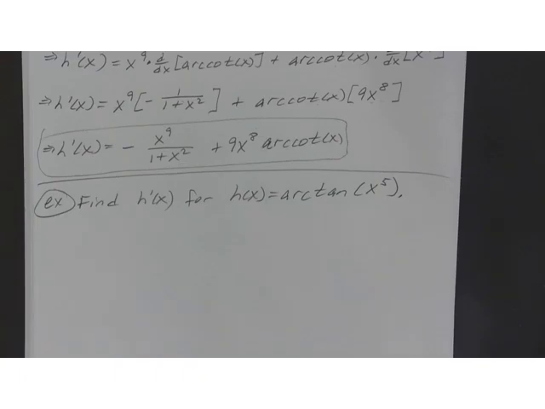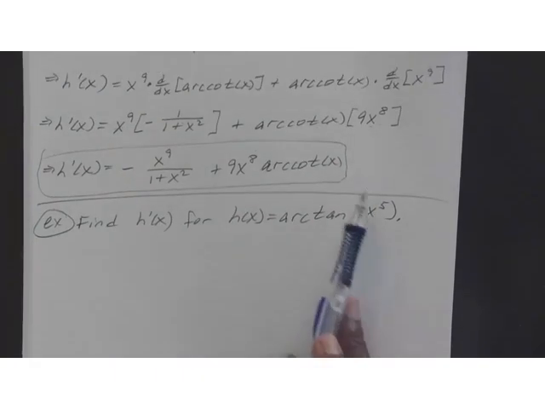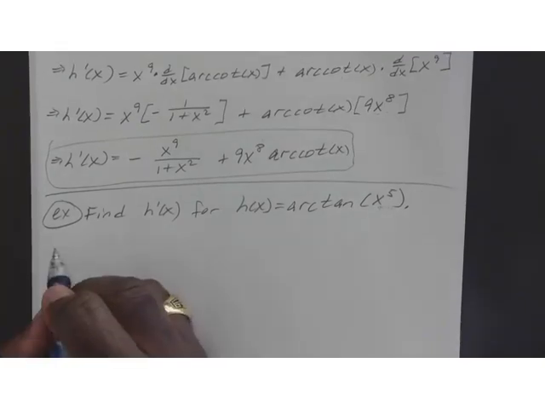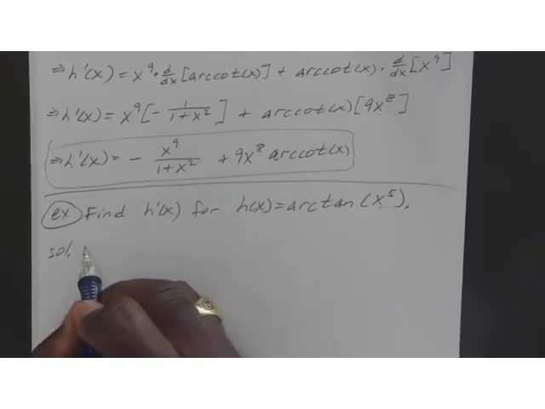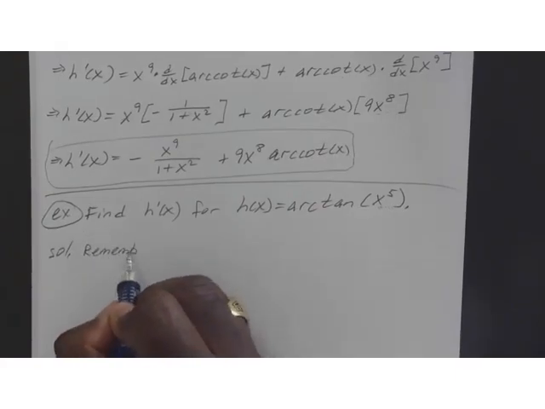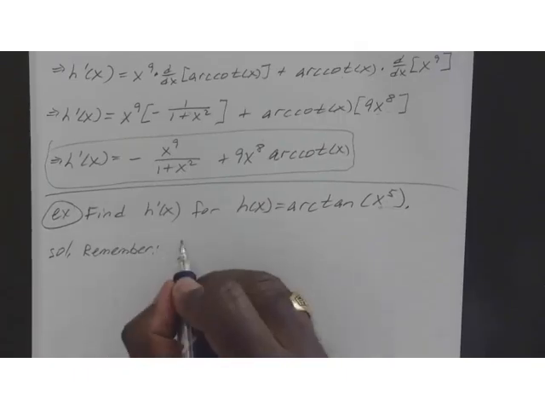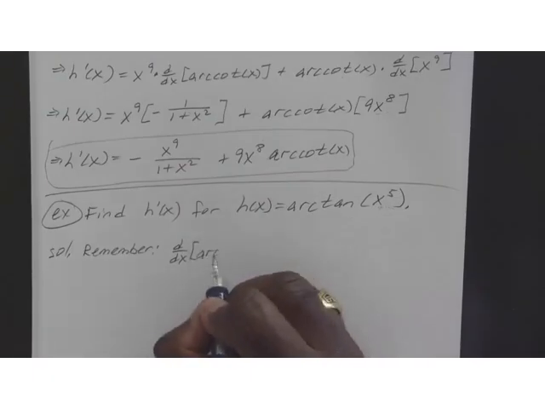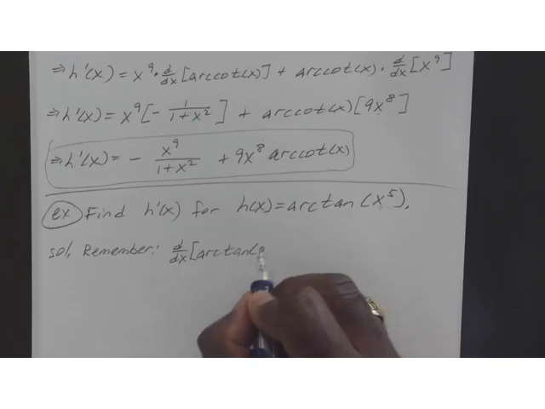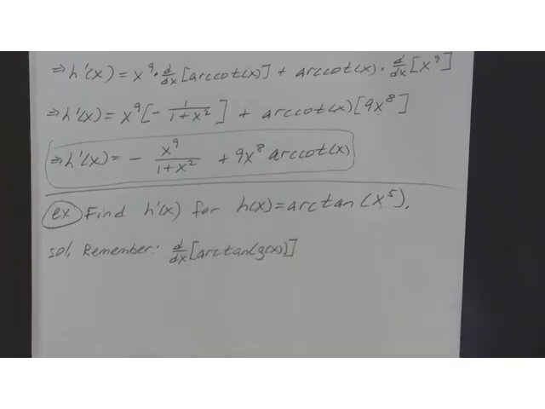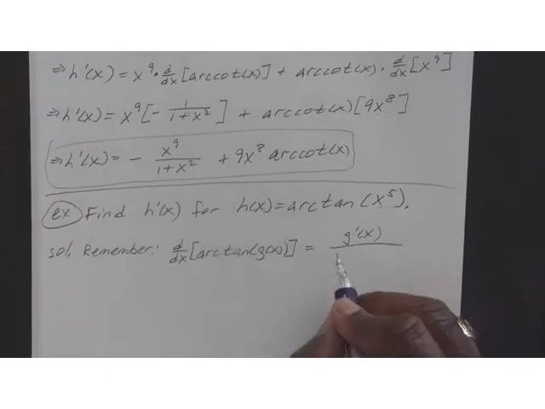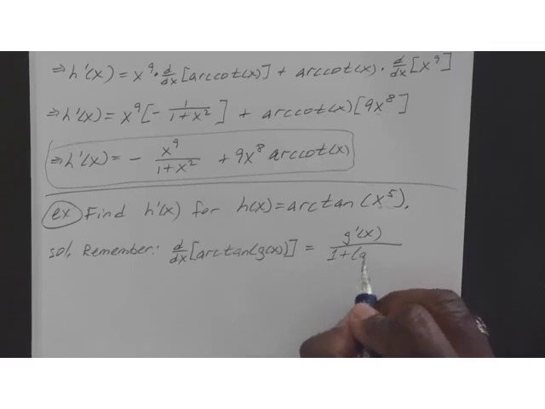Okay. So we know if we have anything other than just plain ordinary everyday x, then we're going to use that g of x formula. So remember that the derivative of arctangent of g of x, or tangent inverse, is equal to g prime of x divided by 1 plus g of x squared.